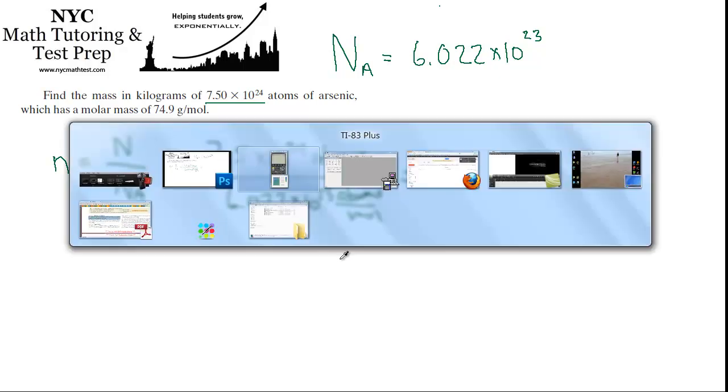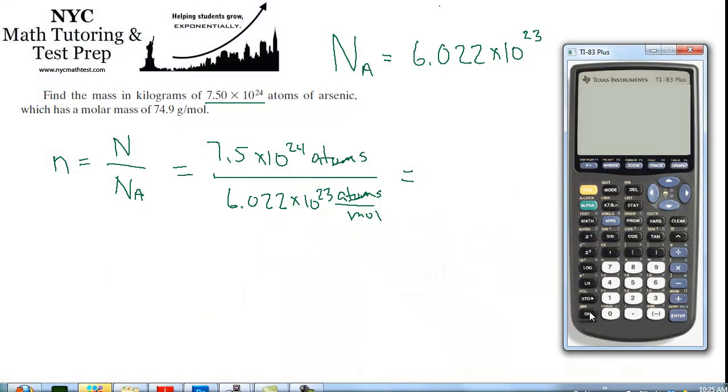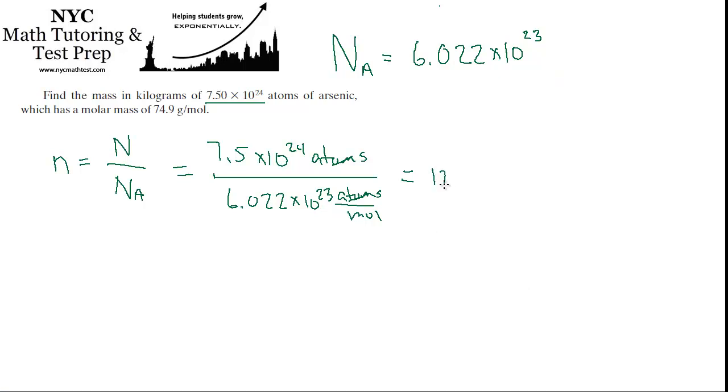So let's take care of that on the calculator. 7.5 times 10 to the 24th divided by 6.022 times 10 to the 23rd, and we get 12.454 moles of arsenic atoms.